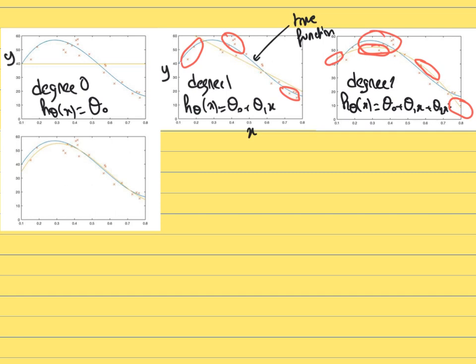Now let's move to a degree 3. Now you are fitting your function as a cubic polynomial. Your model will be theta naught plus theta 1 x plus theta 2 x squared plus theta 3 x cubed. Now you can see the function is pretty good. It's not quite the same as the true function in blue. Your model is not exactly the same as the true function, but it's pretty good. It captures almost all the features of the blue function.